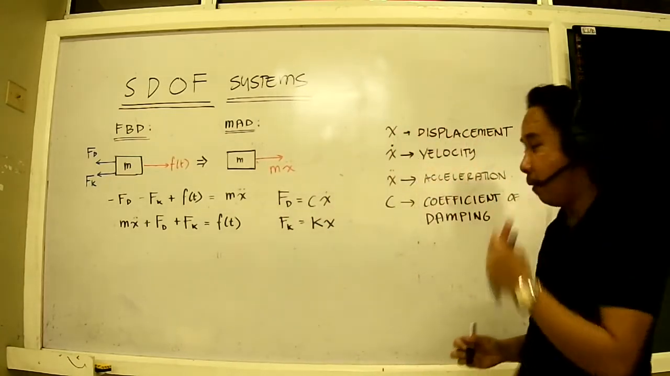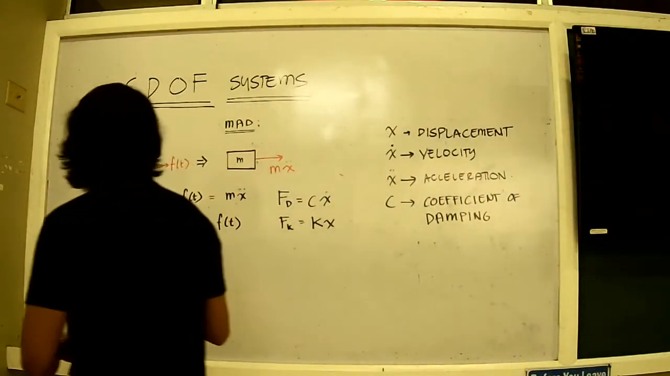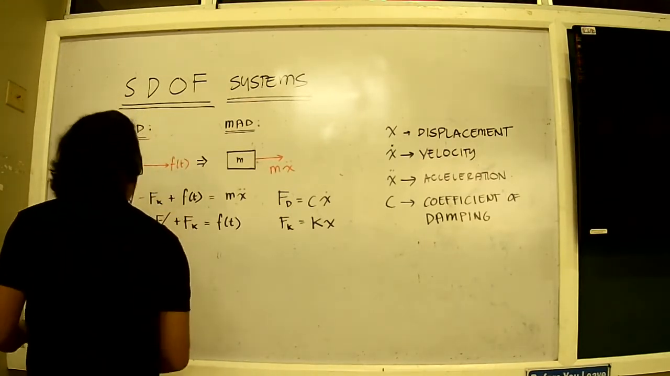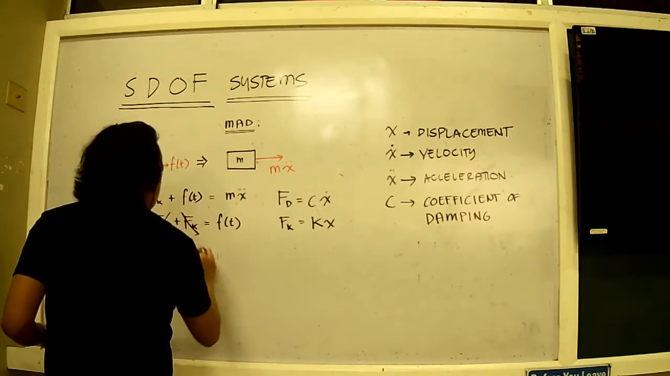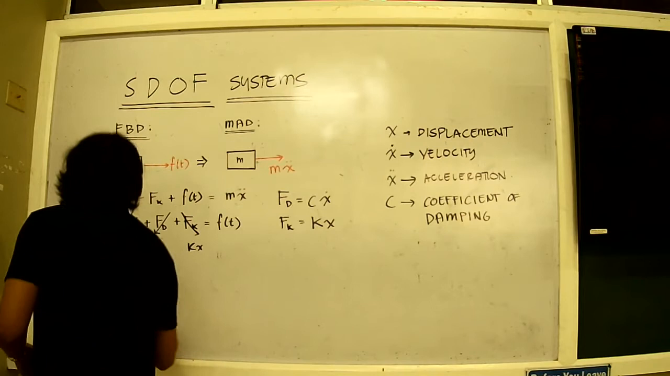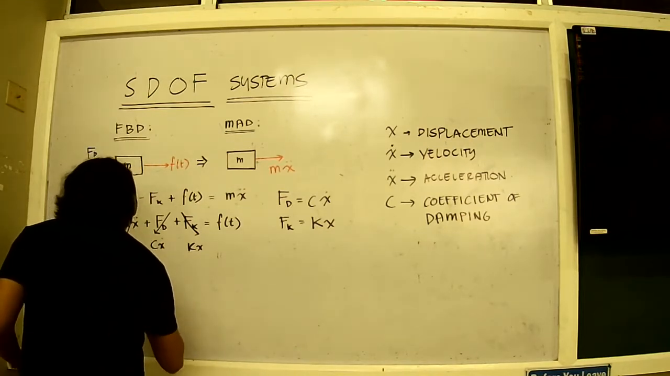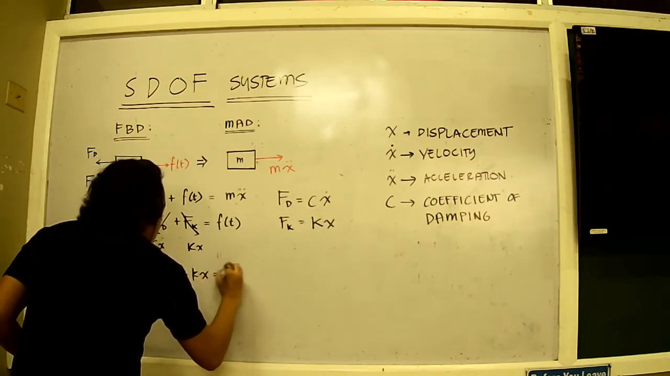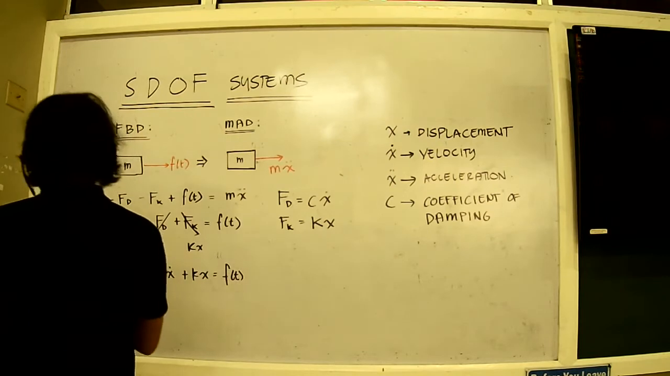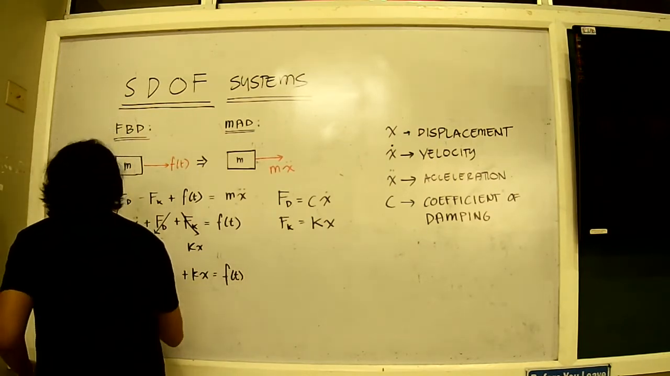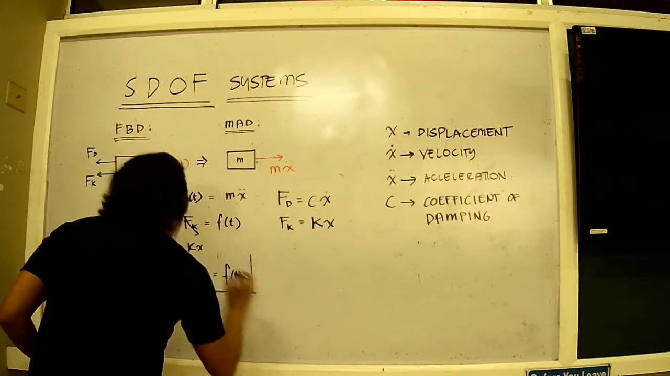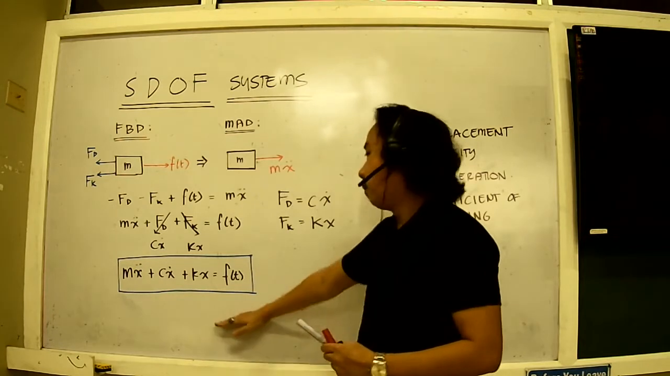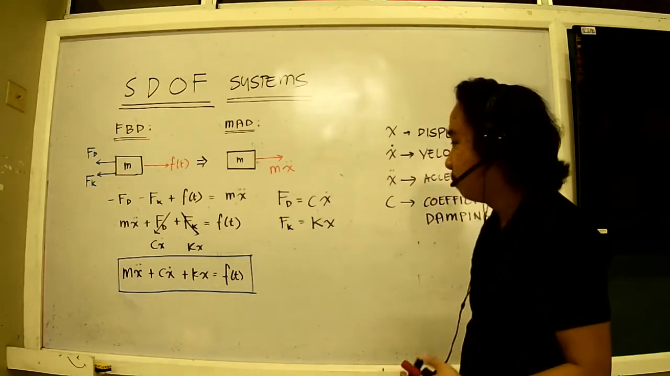Just like springs. Now, I would like to rearrange these terms here and replace them with c x dot, plus k x, is equal to f of t. This is the differential equation of motion of our SDOF system. Okay?